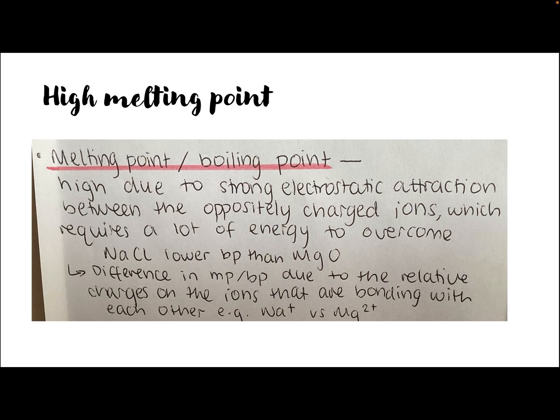So, sodium chloride will have a lower boiling point than magnesium oxide because you know that sodium has a +1 charge and chlorine has a -1 charge, whereas magnesium has a +2 charge and oxygen has a 2- charge. Since magnesium and oxygen both have a magnitude of 2 in the charge size, they have a higher melting point and boiling point than sodium and chlorine because 2 is bigger than 1.